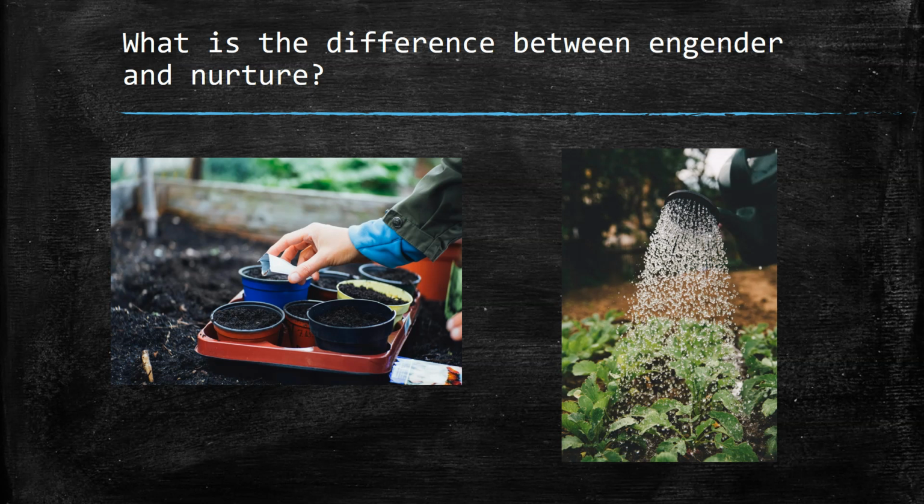Nurturing is what you do along the way. That's when you water it, you add fertilizer to it, you help it to grow and to become better and bigger. So when we talk about engendering and nurturing, we're talking about adding something that wasn't there already and helping something that is there to grow and develop.